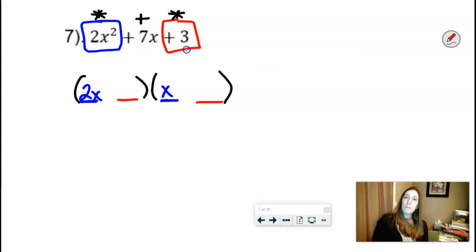All right, so if I'm multiplying to a positive number, I know they have to be the same sign, so either plus plus or minus minus. And if I look ahead in the question, it's all plus signs. So that tells me I need to put a plus plus down.